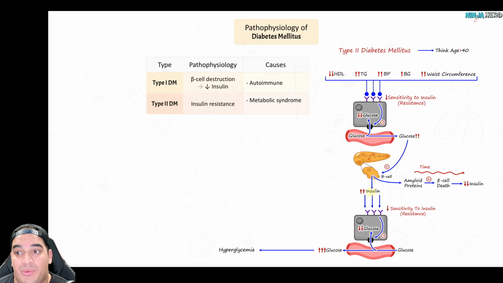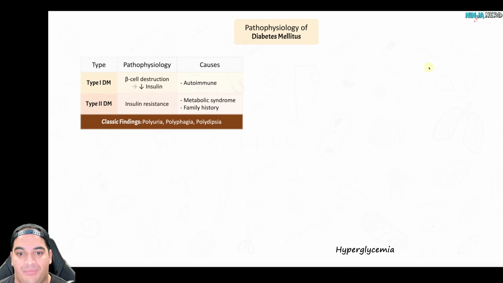So metabolic syndrome is going to be one of the big features here, but there have also been a lot of studies showing that family history can be associated with this. So there may be some type of genetic relationship that causes an alteration in the sensitivity of the insulin receptors, not just these factors themselves. We know now that hyperglycemia is the common thread between type 1 and type 2 diabetes though, right?